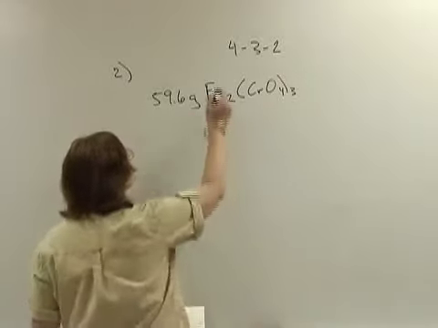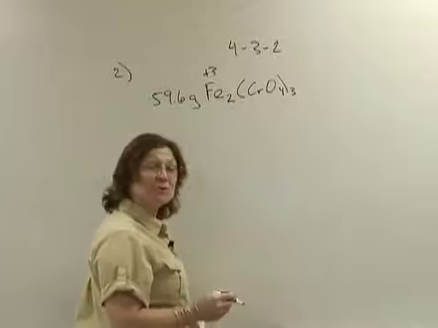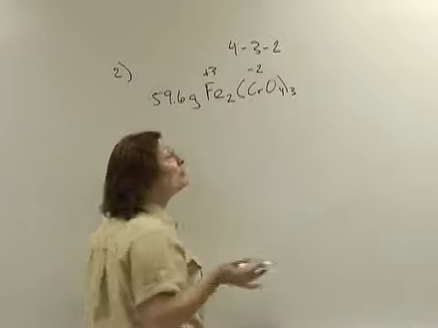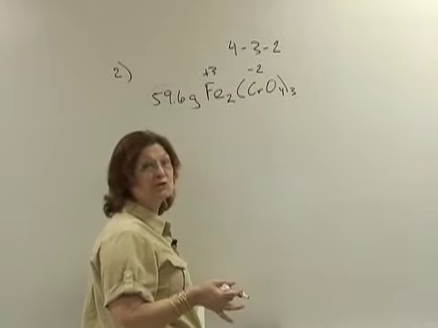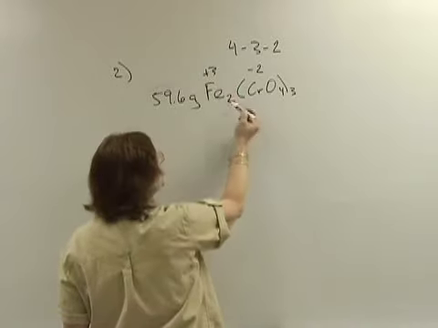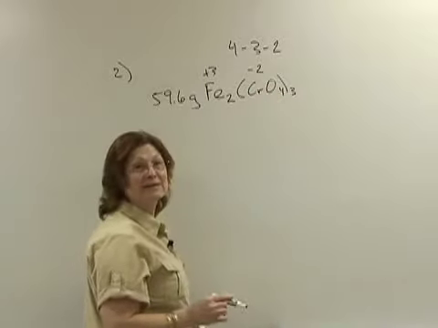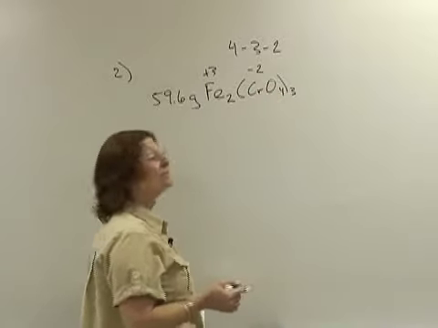Now iron has a charge of +3, and that's what the Roman numeral is telling us. Chromate is -2, and therefore the common multiple between 3 and 2 is 6. So I need 2 irons to get +6 and 2 chromates to get -6. And +6 and -6 is 0.